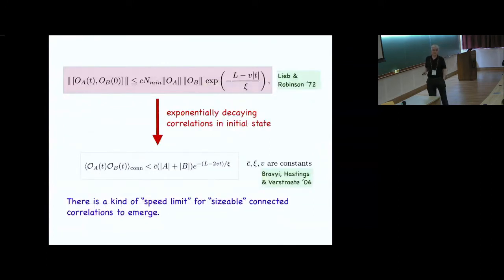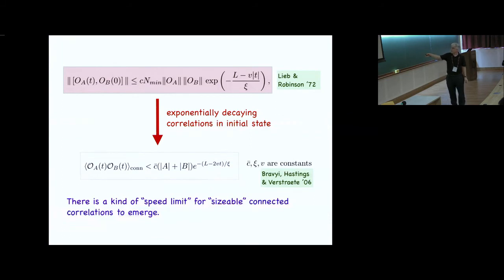Now, what does that have to do with quantum quenches? So this Lieb-Robinson bound is just the operator bound on some commutators, but you can use it in the quantum quench context because if you have an initial state such that correlations in the initial state decay exponentially, so you have a finite correlation length, you can prove, as was proved by Bravyi, Hastings, and Verstraete 10 years ago, that the Lieb-Robinson bound implies an exponential bound on connected two-point correlation functions after a quantum quench.